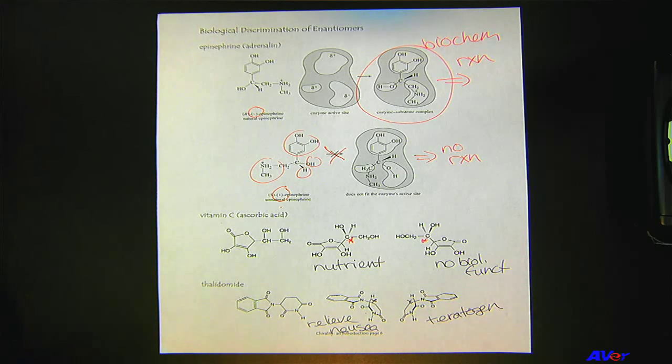So that wraps up our introduction to chirality. Please take some time now to work with your models, build some chiral molecules, build the mirror images, and really get comfortable with this idea, because we'll be building on it throughout the rest of the course.